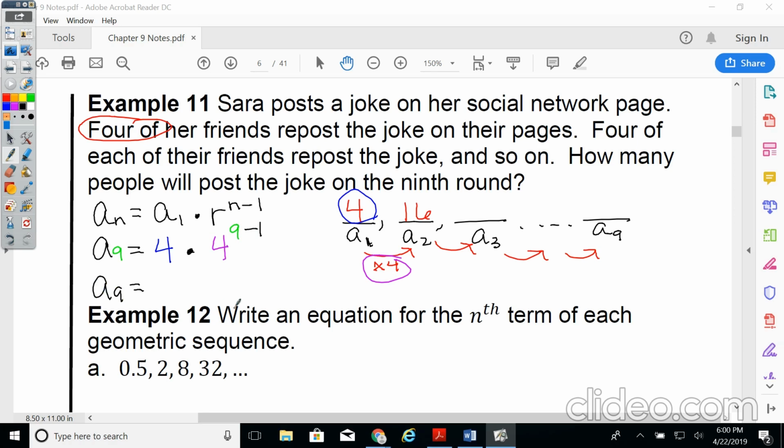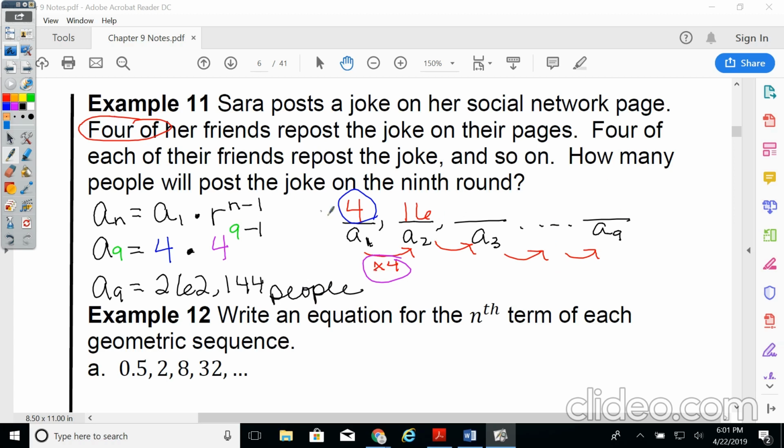We don't need parentheses here because it's not negative or a fraction, but out of habit you can put parentheses around the base. So typing this all in, we get 262,144 people would post the joke, or have posted the joke, on the 9th round.